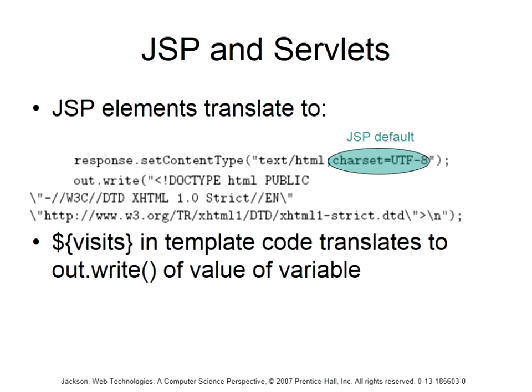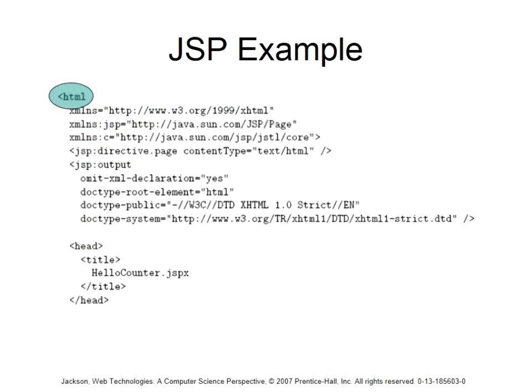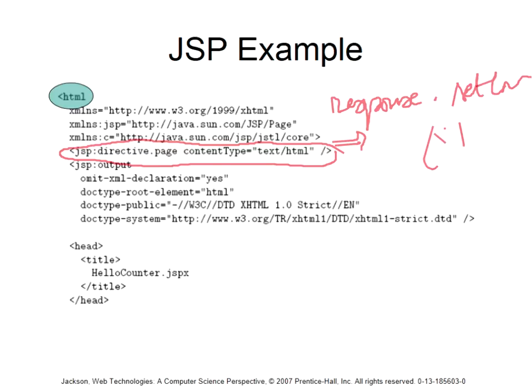GSP elements translate to, for example here, response.setContentType text/html, out.write, etc. So here, in the previous example, this content will be translated as response.setContentType text/html.